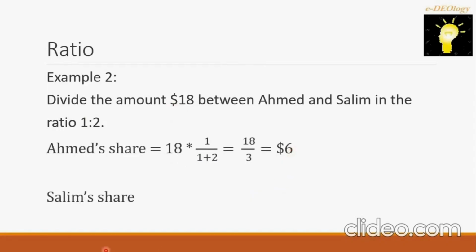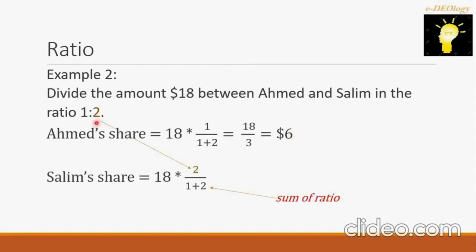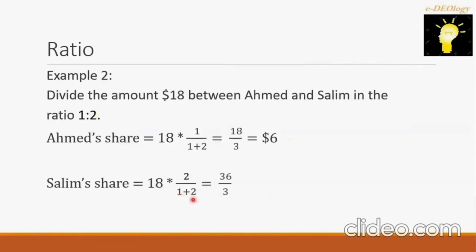Let's now compute Salim's share. The number 2 in the ratio corresponds to Salim's share, so we put it in the numerator, all over the sum of the ratio in the denominator. Of course, we will write the $18 here, and then we simplify. The 18 we multiply by 2, and 1 plus 2 becomes 3. So this is 36 over 3, which is equal to 12, or $12. So $12 is the share of Salim out of that $18.